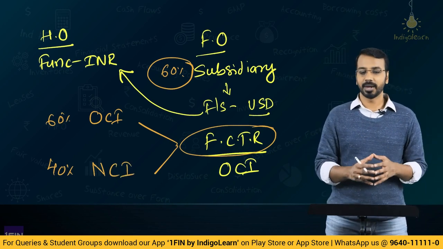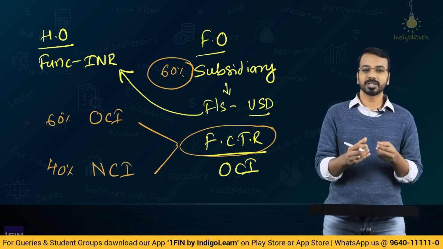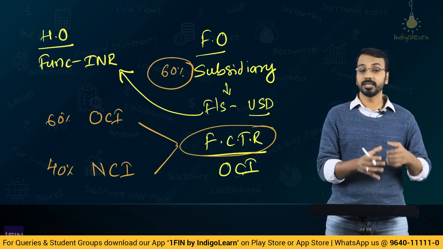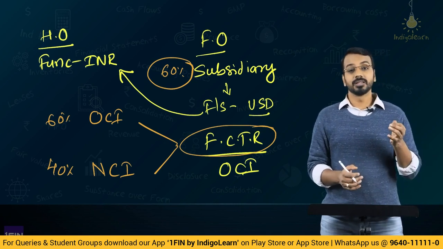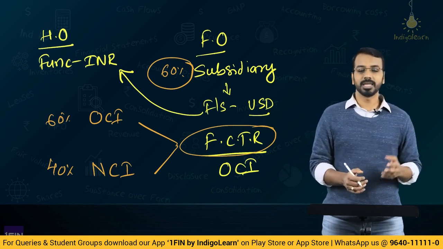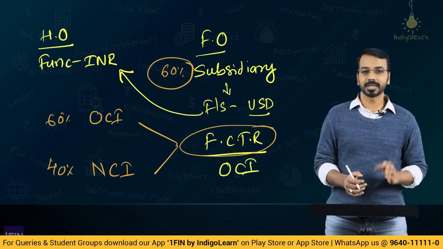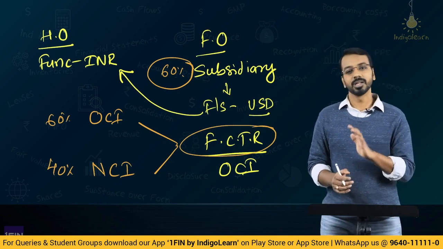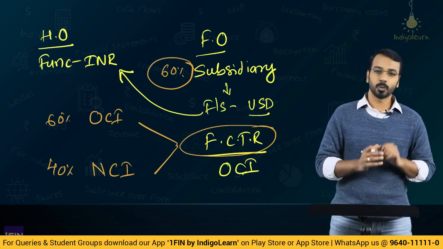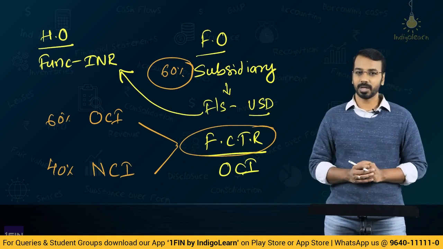So, the thing that you have to keep in mind is, whenever there is translation of financial statements and you are consolidating the financial statements, if it is not a wholly owned subsidiary, then the portion which is attributable to the non-controlling interest has to be credited or debited to the non-controlling interest and not to the OCI. That is one thing you have to understand.